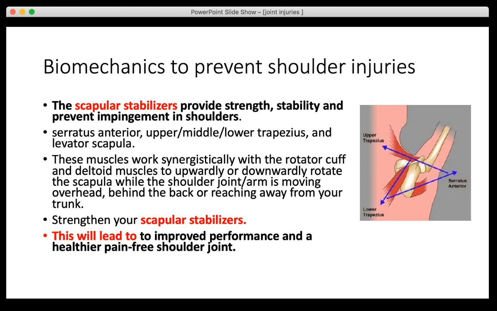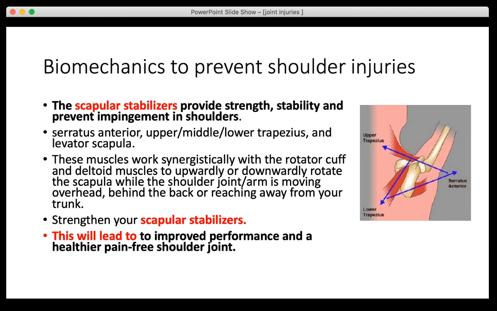The muscles involved are serratus anterior, upper, middle and lower trapezius, and levator scapulae. All these muscles help you to strengthen your shoulder. They work synergistically with your deltoid muscles. You often work on the deltoid muscle, and sometimes these get left. So please try to focus on these stabilizer muscles also, as they work synergistically with your other muscles and strengthen your shoulders. So always strengthen your scapular stabilizers to prevent shoulder injuries due to wrong technique.